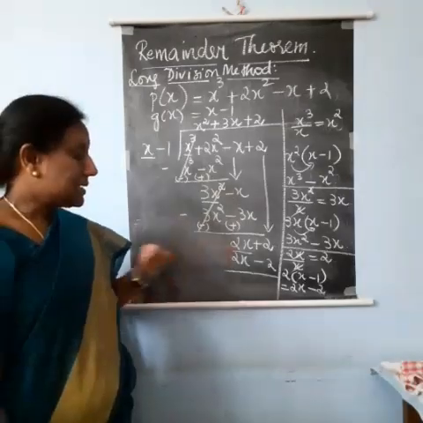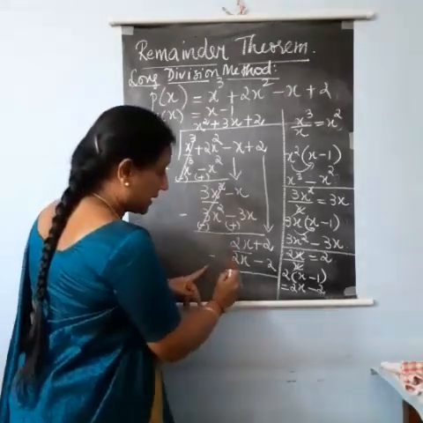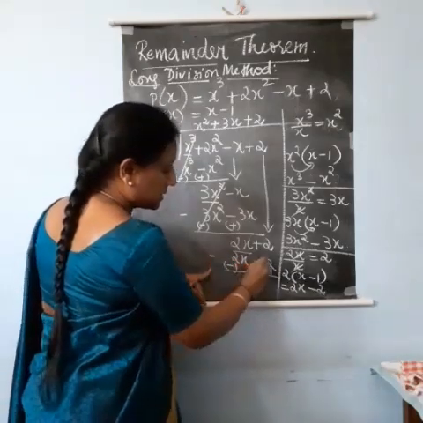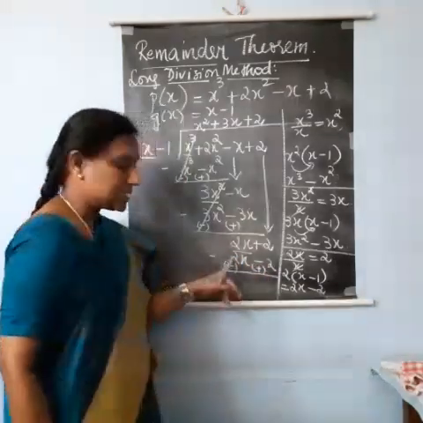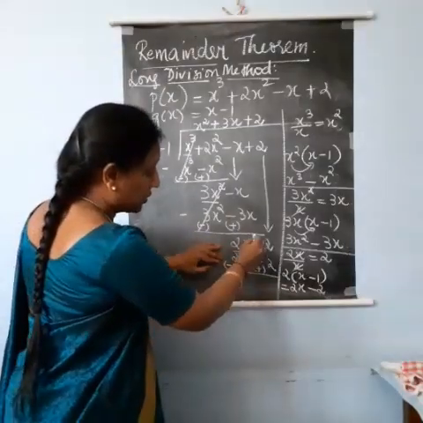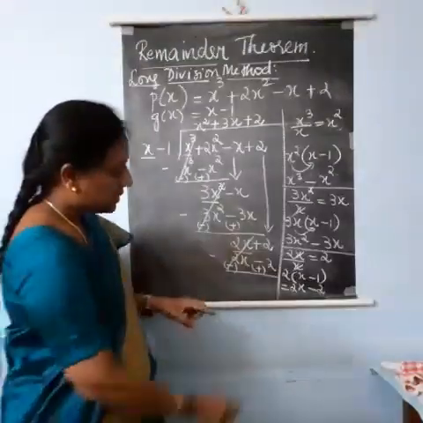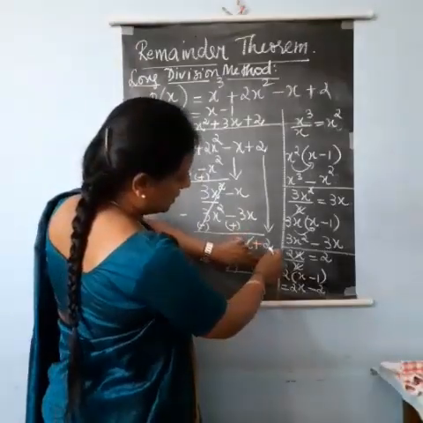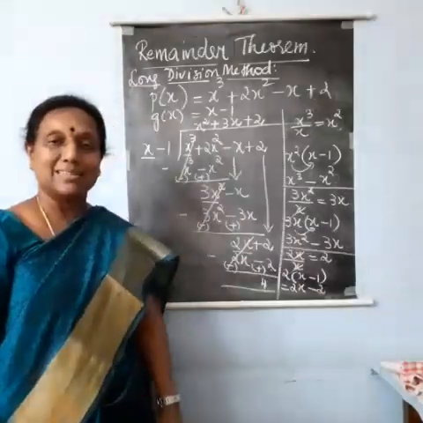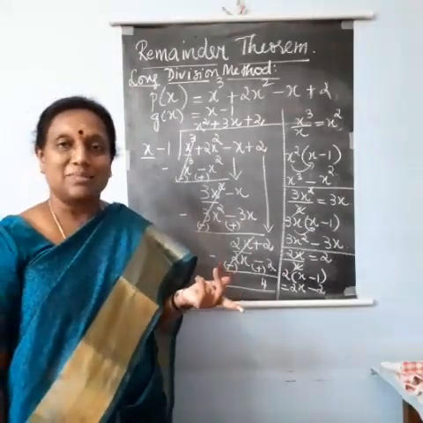Now let us subtract. When we are subtracting, plus will become minus and minus will become plus. That is, we are literally changing the signs. Now 2x minus 2x will cancel out. And what will we get? Look at the new sign. 2 plus 2 is 4. Are we getting the same remainder as we got in the remainder theorem?